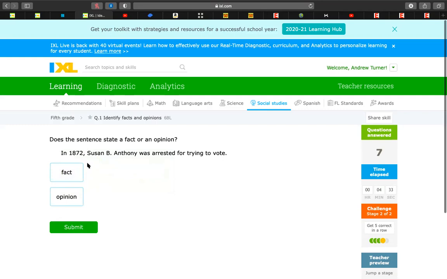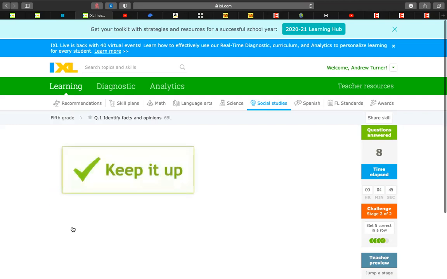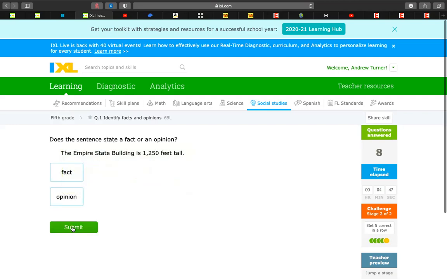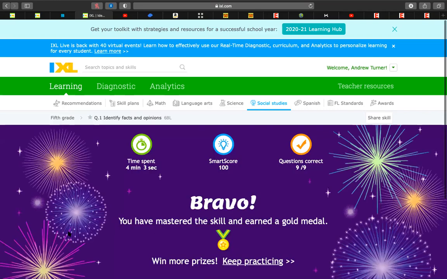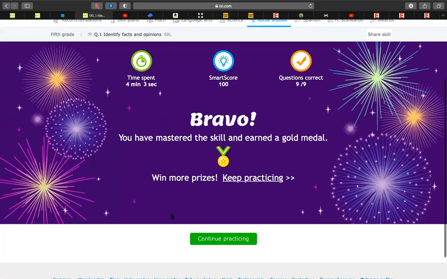In 1872, Susan B. Anthony was arrested for trying to vote. Fact. That's a fact, because we could go back to the history books and prove that that either happened or didn't happen. The Empire State Building is 1,250 feet tall. Fact. We can take a tape measure and measure it if we wanted to. Bravo, we did it.